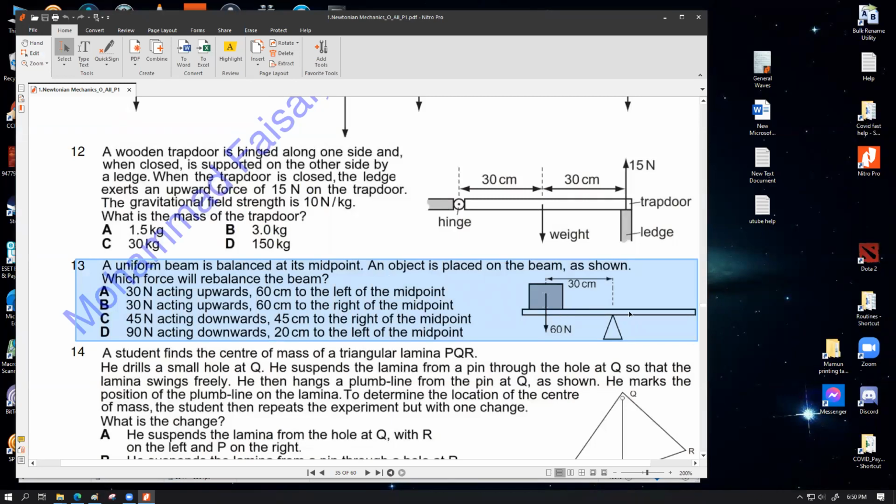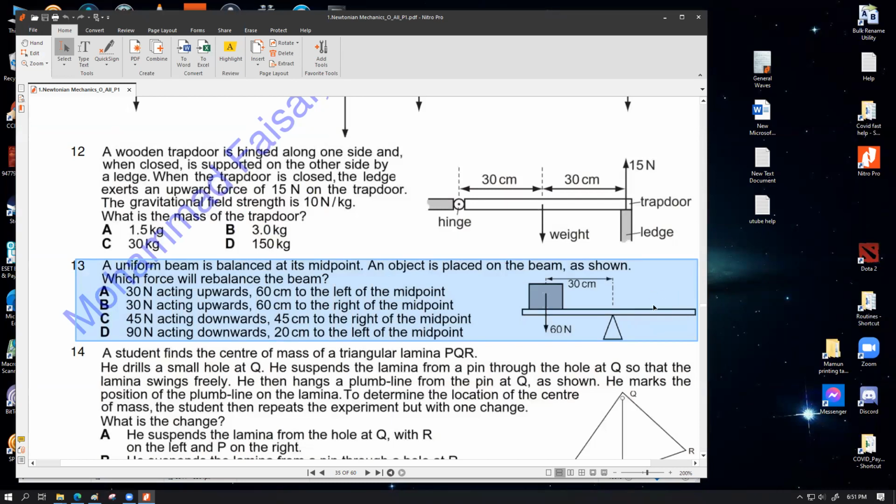So I can see very well that the existing moment is anti-clockwise because the weight is placed on the left side. So if we allow the whole thing to move, this thing is going to go down. This whole plank is going to rotate about the pivot point in an anti-clockwise direction. So the existing moment of the setup is anti-clockwise. To make it rebalance, we need a clockwise moment. Now a clockwise weight must be placed on the right. If we are applying a downward force, it should be placed on the right.